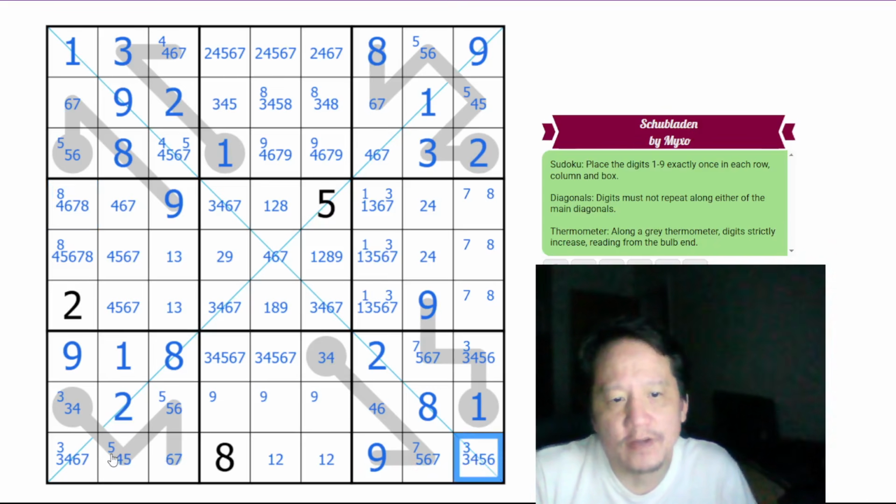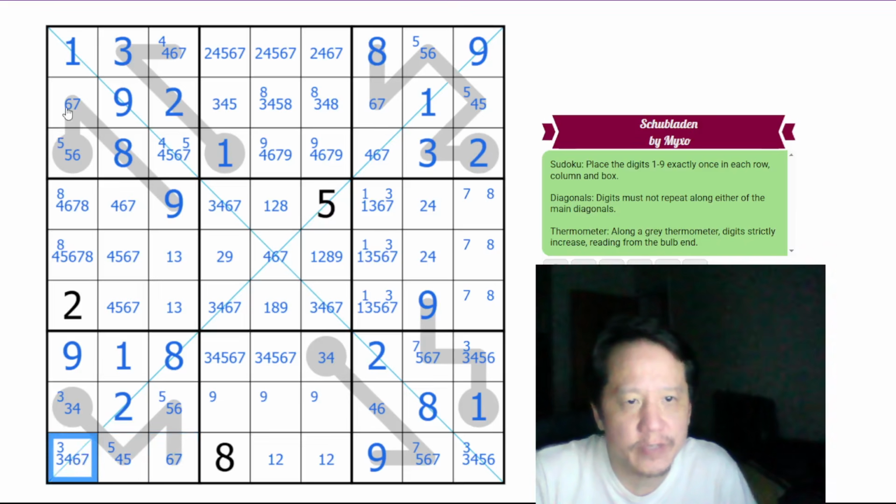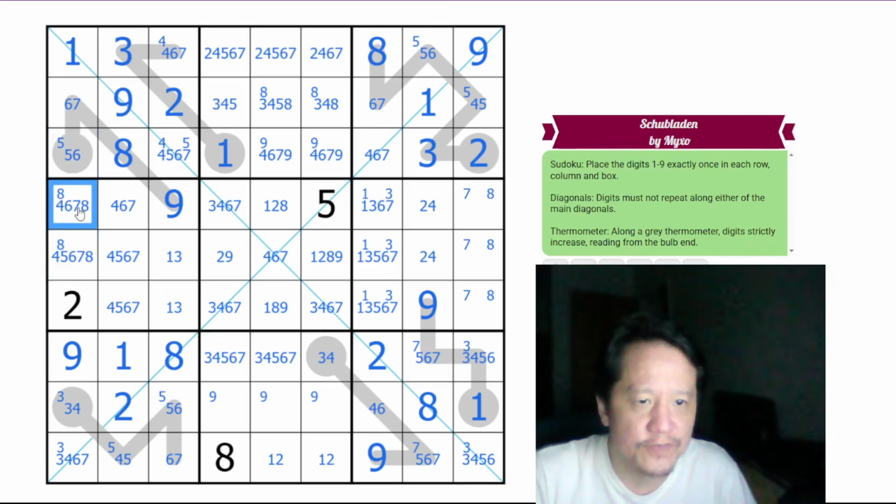Otherwise, this is 5, which makes this 4, 3, 5, and this is 6, 7 as a pair. Since this is 6, 7 as a pair, this is 5. So either this is 4 or this is 5, 8. I guess is the point, right?